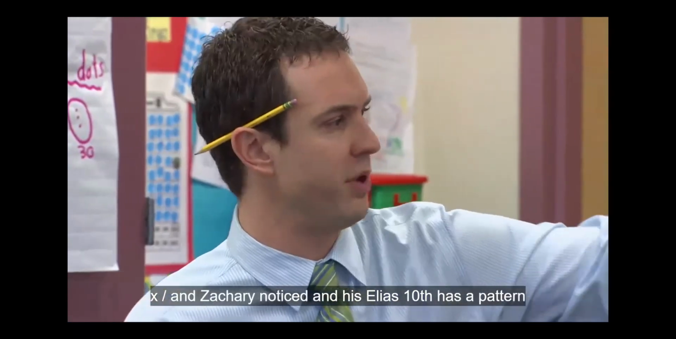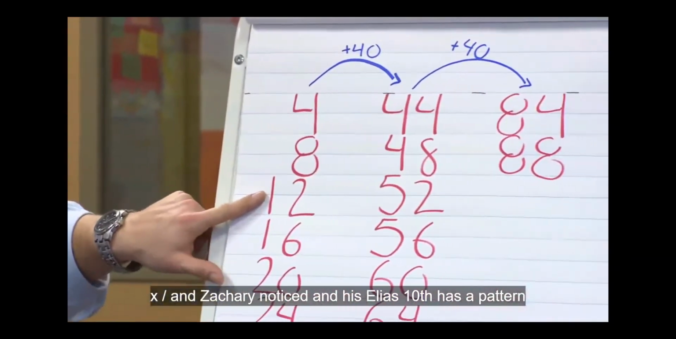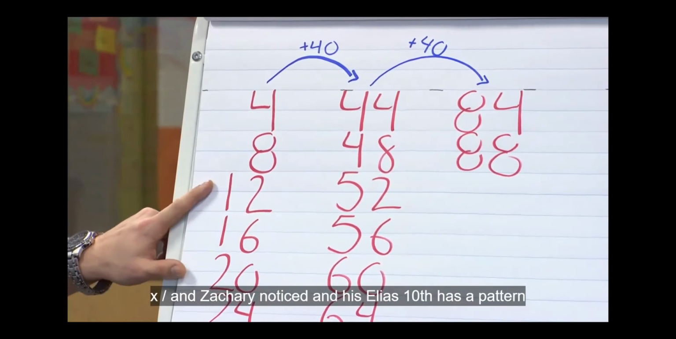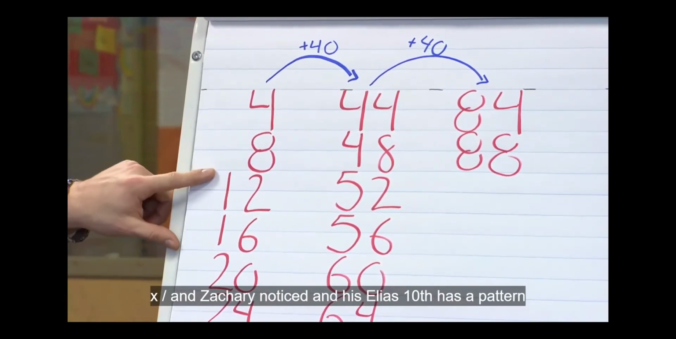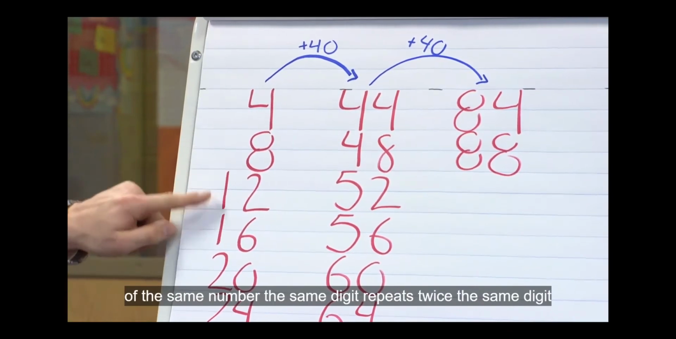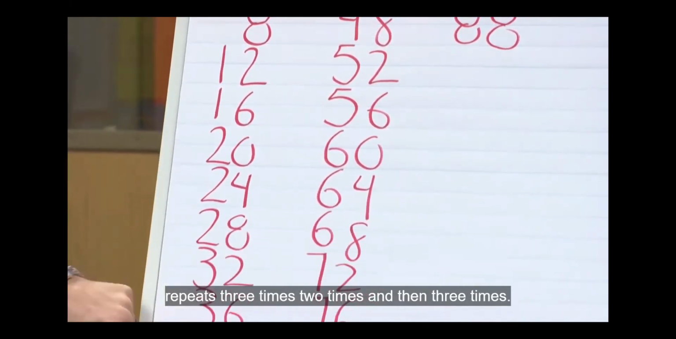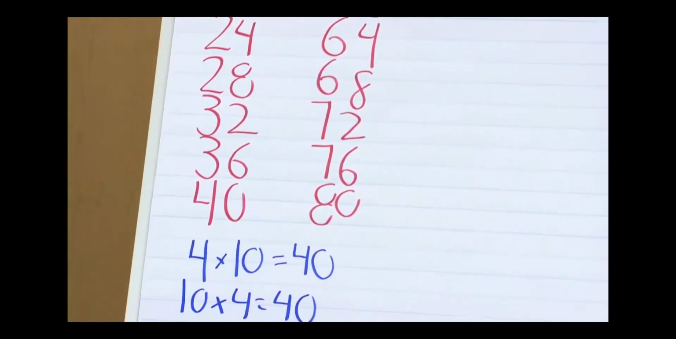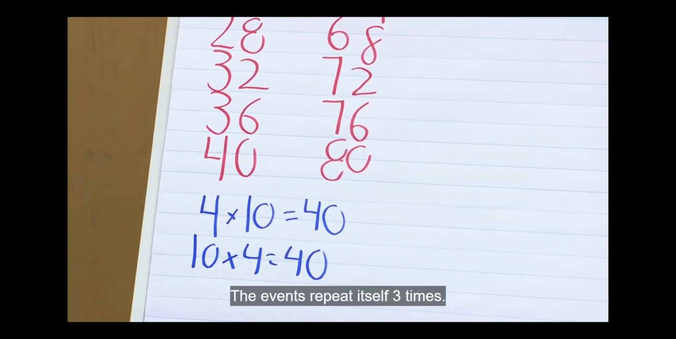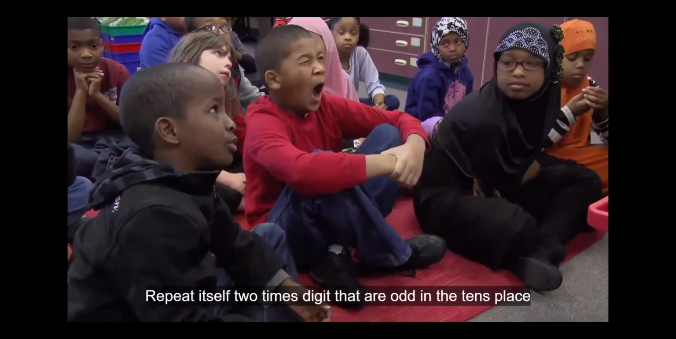Okay, so we pick up a tens, right? Our tens changes as we move. And what Zachary noticed in Elias, the tens has a pattern of the same digit repeating twice, then 3 times, 2 times, and then 3 times. The evens repeat itself 3 times. The odds repeat itself 2 times.